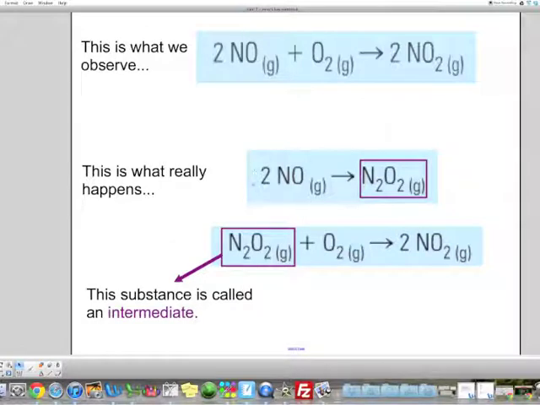So we have the first step here. The two molecules of NO react together, rearrange themselves to form N2O2. Now this product becomes the reactant in a second step, and this N2O2 then reacts with the oxygen gas to form the final product, the NO2 gas. That substance that we have in between, that is being reused in the second step, is called an intermediate substance.